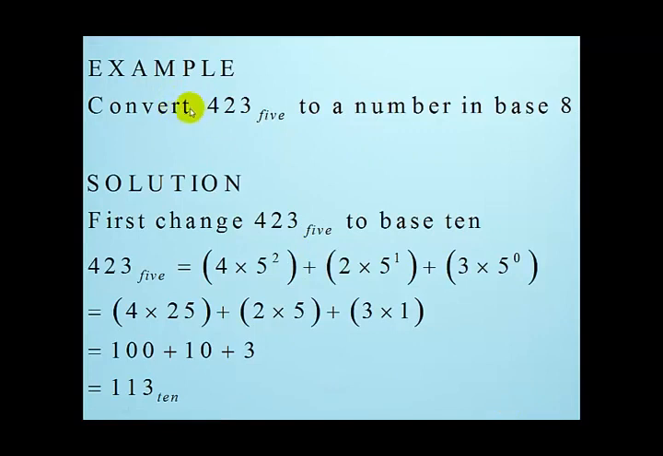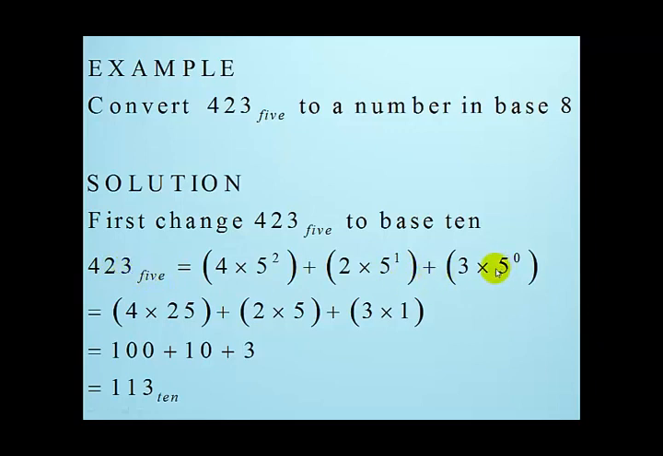Example: convert 423 base 5 to a number in base 8. That is, we are converting from base 5, that is 423 base 5, to a number in base 8. Solution: the first thing we do is to change the 423 base 5 to base 10. And how do we change 423 base 5 to base 10? We multiply the digit by the base, one after the other. So we have 4 times 5 plus 2 times 5 plus 3 times 5.